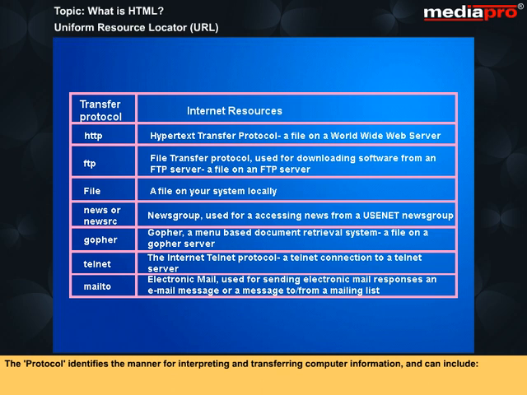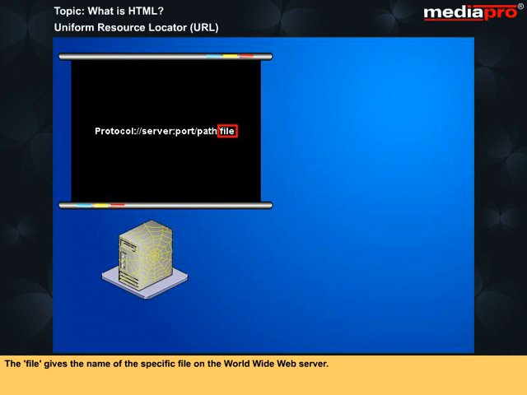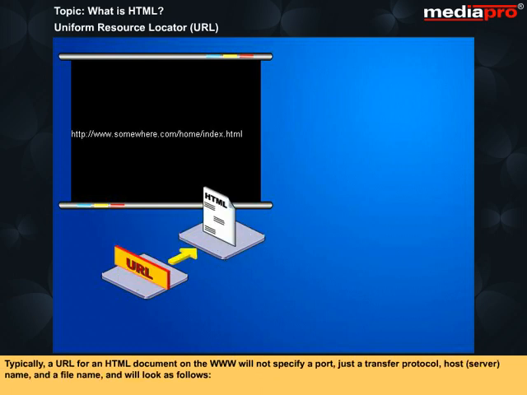The protocol identifies the manner for interpreting and transferring computer information and can include: the server port is the domain name of the server you are contacting. The path gives the directory path to the specific file on the World Wide Web server. The file gives the name of the specific file on the World Wide Web server. Typically, a URL for an HTML document on the World Wide Web will not specify a port, just a transfer protocol, host, server name, and a file name, and will look as follows.